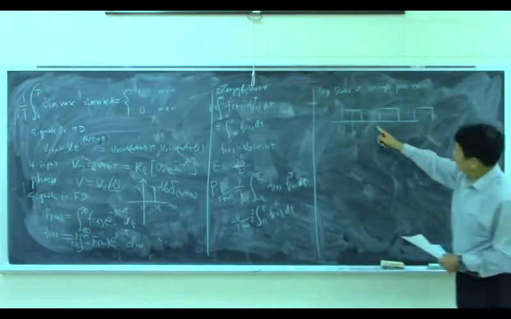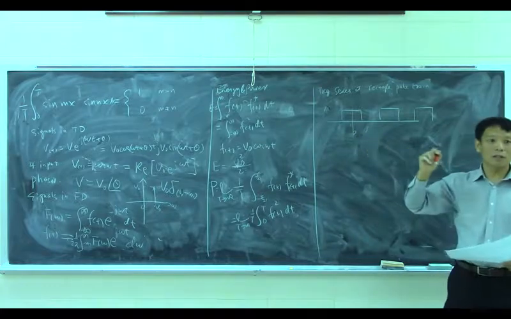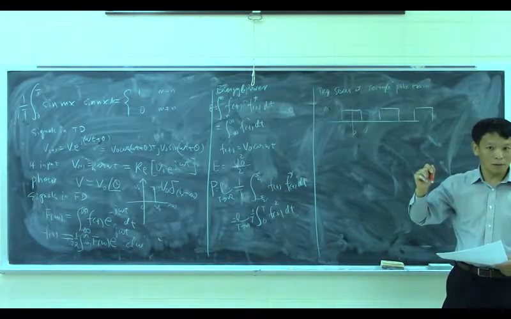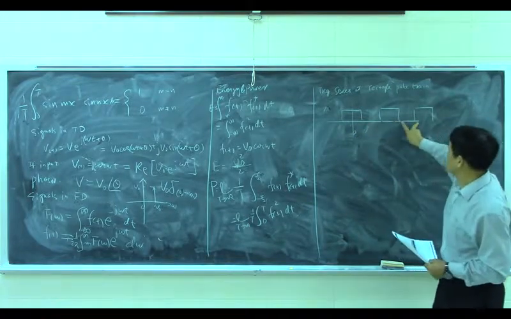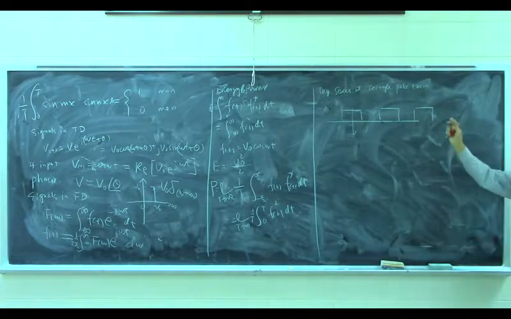In this plot, we assume the duty cycle equals 50%. That means this length equals this length equals this length equals this length. Duty cycle equals 50%.